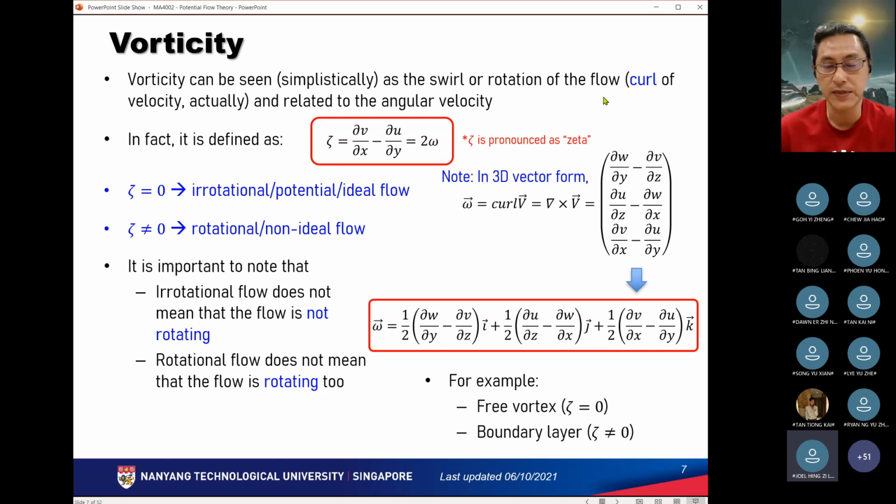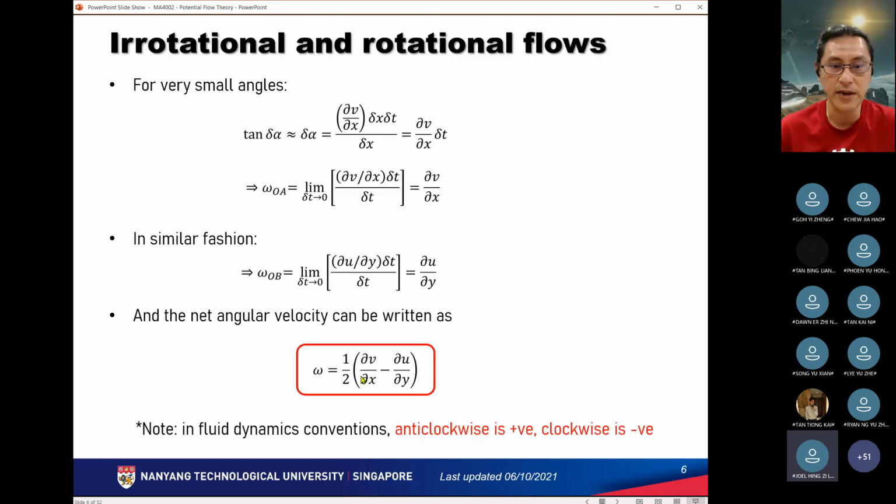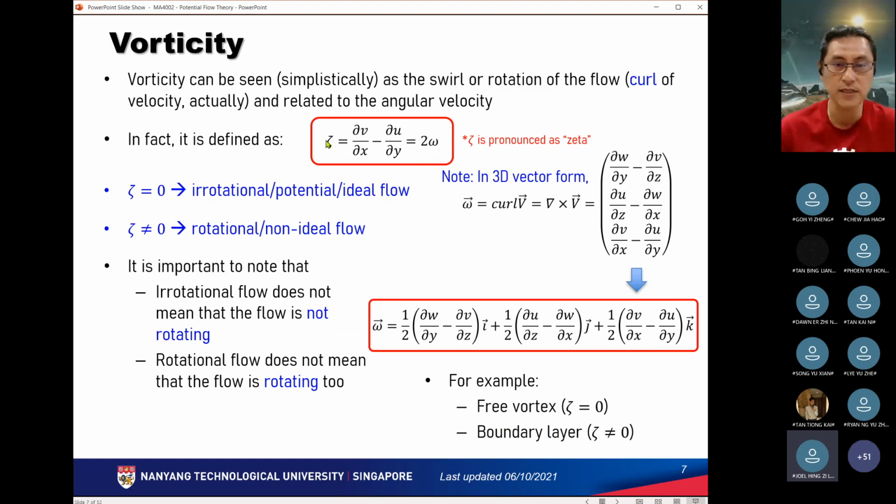Mathematically speaking, it is known as the curl of velocity, and it's defined and related to the angular velocity. In fact, it's defined as zeta equals 2 omega. But earlier on, we already found the definition for omega. So bring the 2 from the denominator to the left-hand side, and all we'll be left with is the velocity gradient differences. So zeta is nothing but del V by del X minus del U by del Y. And the best thing about zeta is this.